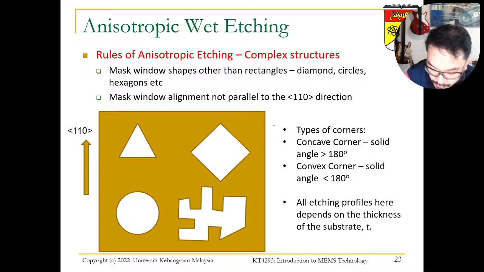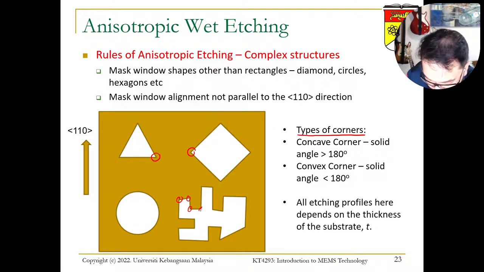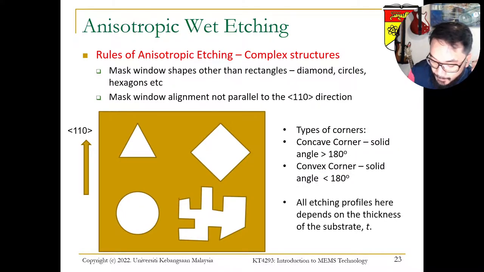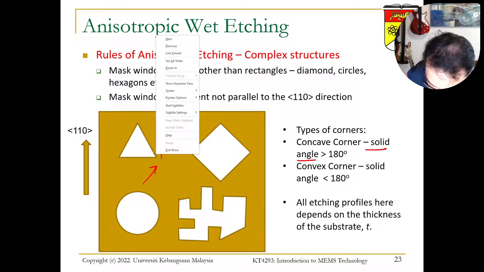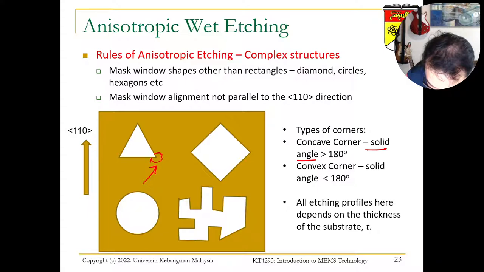Now, how do we determine what type of corner we are looking at? We are talking about the corners here, right? The circle has no corner. Looking at all the corners, any corners, all these are corners. So we need to know whether it is a concave corner or a convex corner. How do we decide that? We look at the solid angle. What do we mean by solid angle? Let's say we are looking at this particular corner here. The solid angle is the angle between one solid line here to the next solid line there, like this.